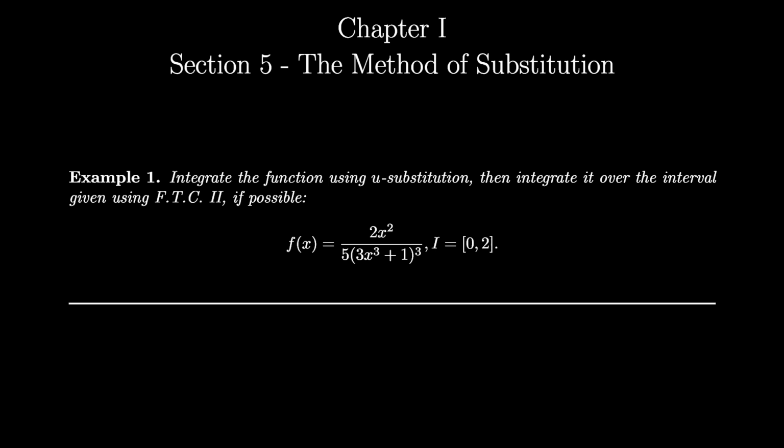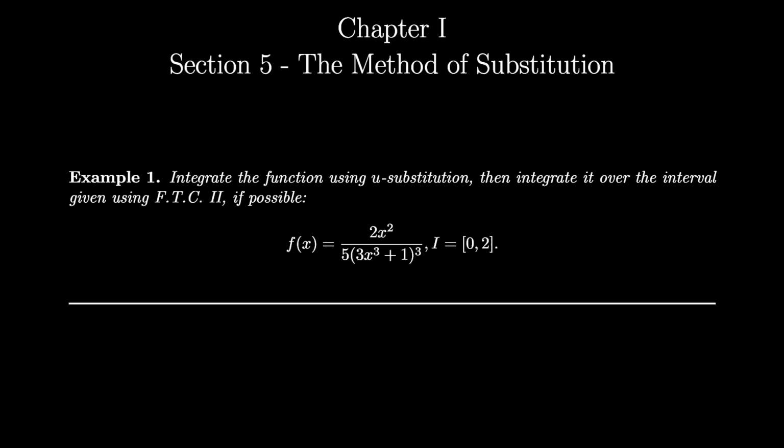Now, the directions in your portfolio were a little more robust than this, but here's the function. It's 2x squared over 5 times the quantity, 3x cubed plus 1, all cubed. And then the interval for the second part of this problem is 0 to 2.